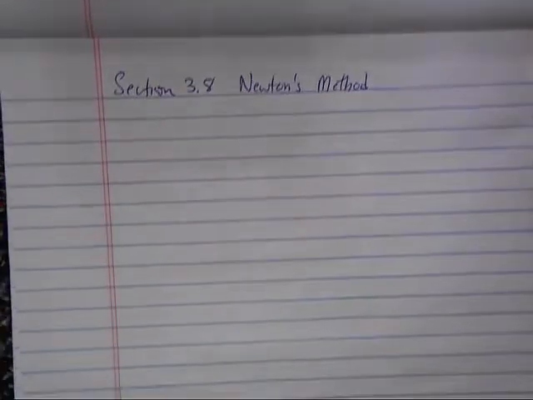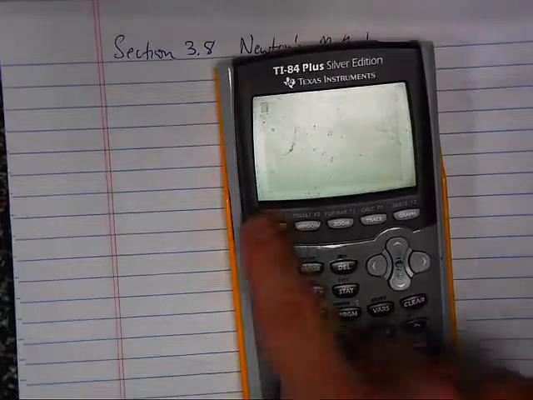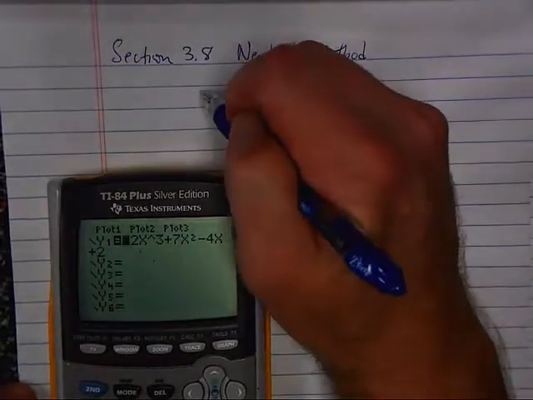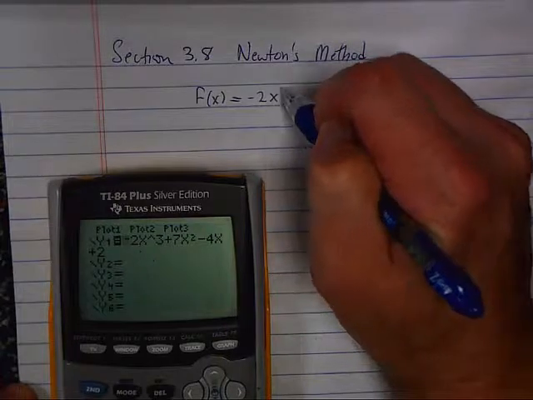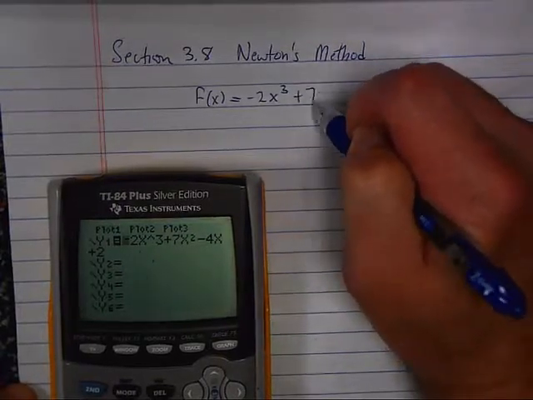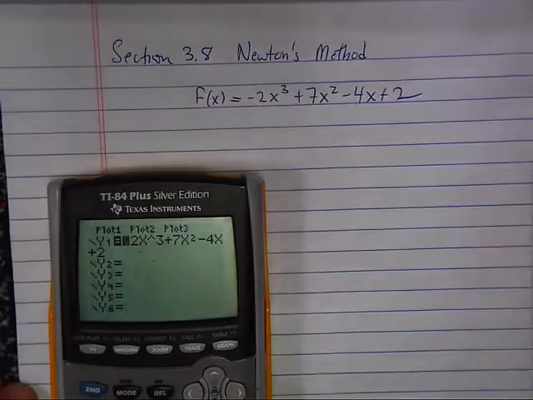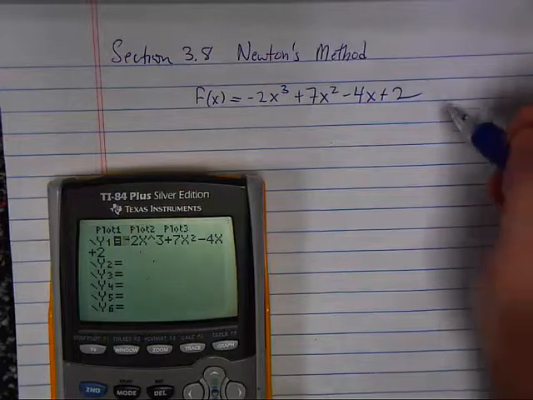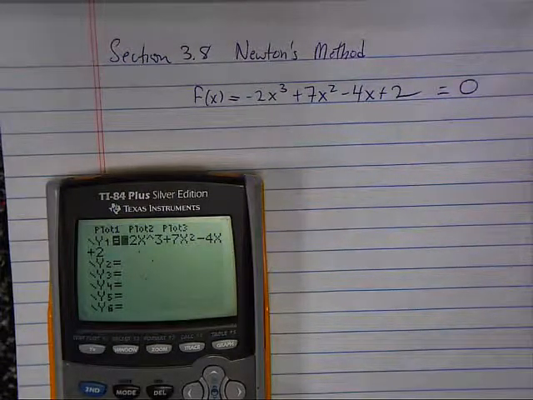Section 3.8, Newton's method. I have a polynomial here. My polynomial is f of x equals negative 2x cubed plus 7x squared minus 4x plus 2. And what I want to do is take that polynomial, set it equal to 0, and solve it. I want to find all the real roots. How do you do that?